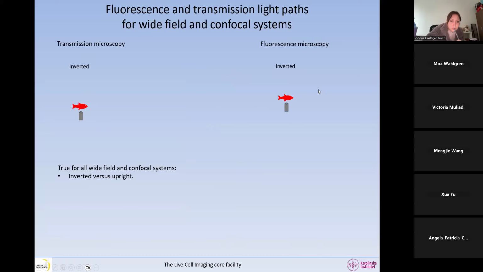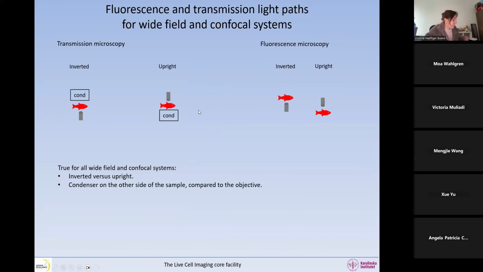And then it's the same thing for fluorescence microscopy if the microscope is inverted. And here is if it's upright, the objectives are above the sample. And then the condenser is always on the other side of the sample compared to the objective. So we have the condenser here. This is for transmission microscopy. In fluorescence, we don't use the condenser. So, okay, no need for a condenser. Maybe it's there, but we don't use it.